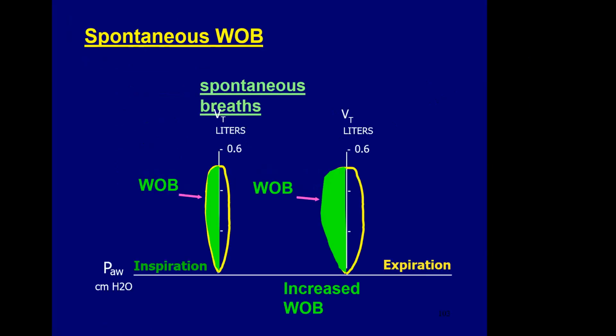And here are some ventilator graphics. This is a display of pressure versus volume. We see that the work of breathing is contained within that curve. On the left, the work of breathing is decreased compared to the right, where the work of breathing is greater. So we look at this graphic and see what we can do to decrease the spontaneous work of breathing.